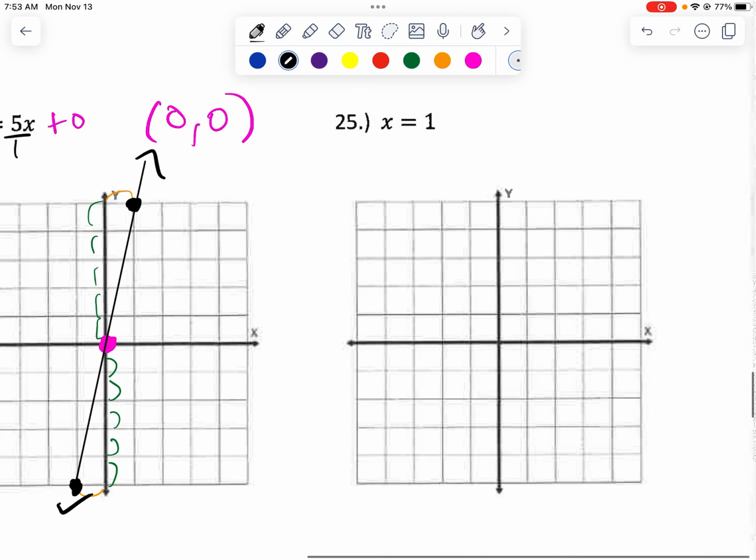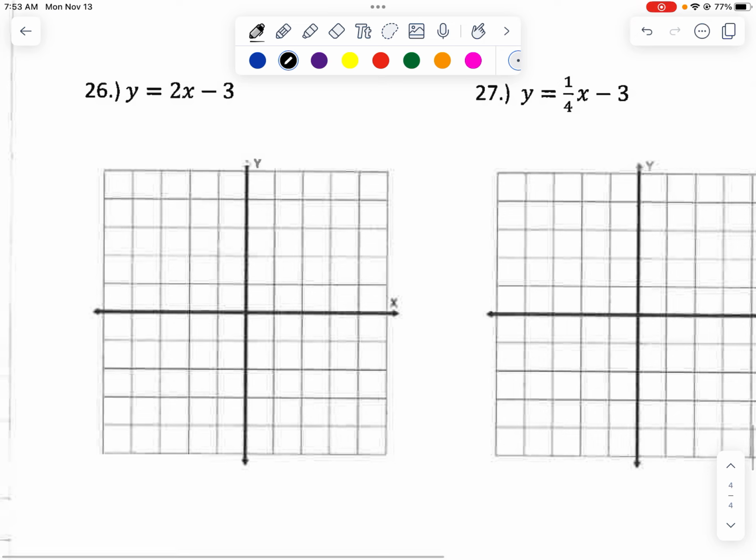Over here, anytime we have x equals a number, it is going to be a vertical line. So I go to when x is equal to 1. That's right here. All of the points on this line right here are when x equals 1. So it's just a vertical line through when x equals 1.